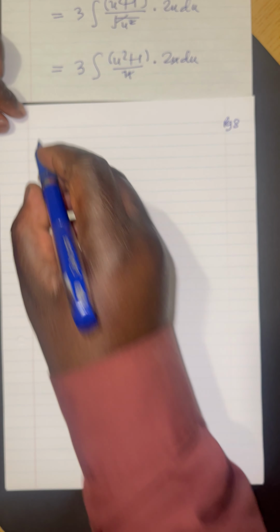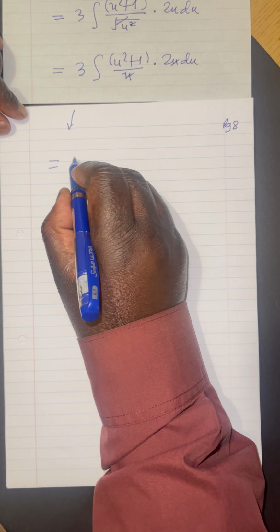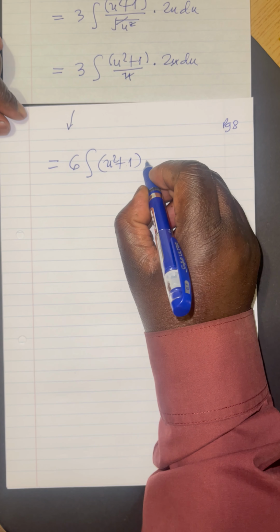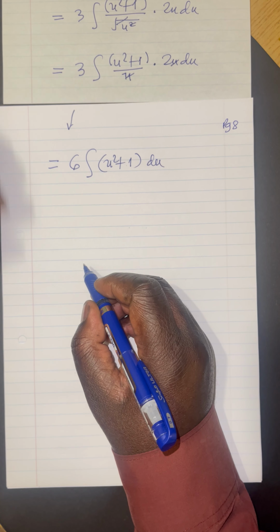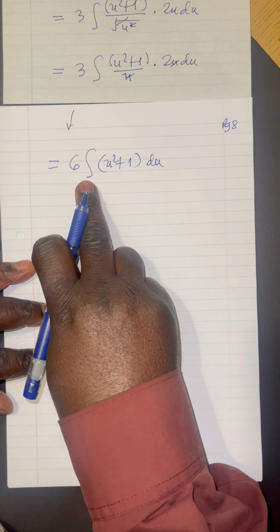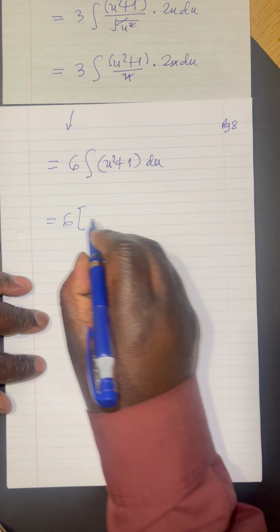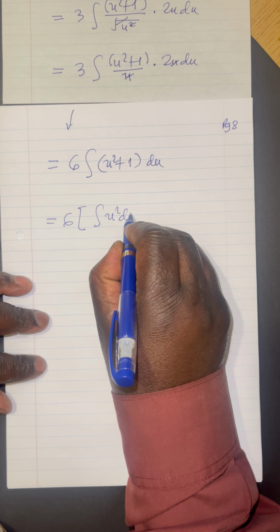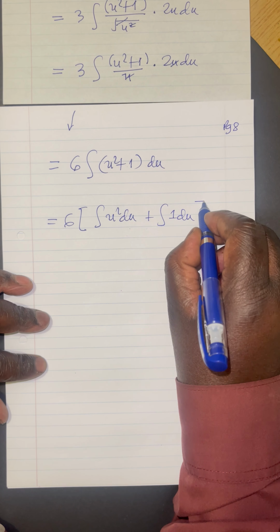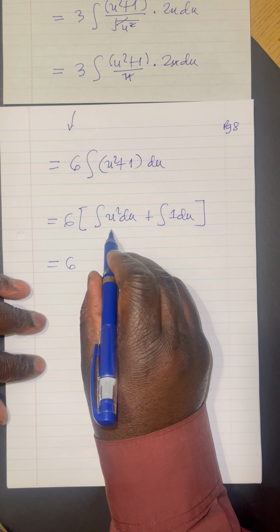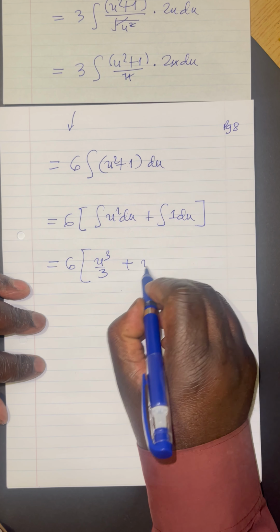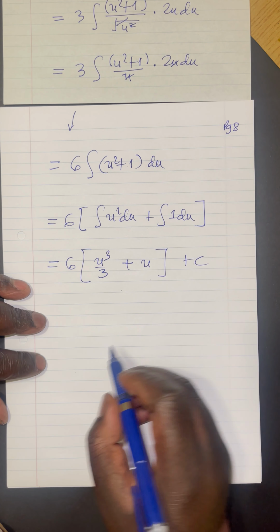Yes. So now, basically, I'm saying we now have 6, the integral of u squared plus 1, and then we have du. Now, this one here, we can go straight into integration or distribute the integral sign. We have 6, the integral of u squared du, and then plus the integral of 1 du, like so. This is 6, the integral of u squared is u power 3 over 3, and then plus the integral of 1 is u, and then plus c.